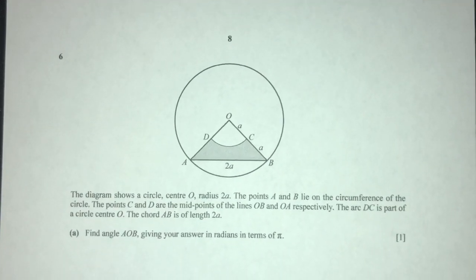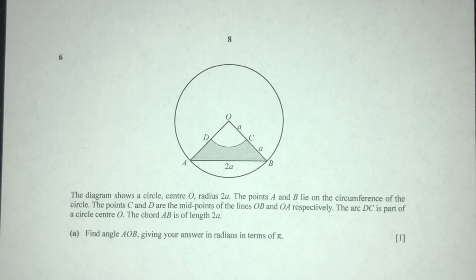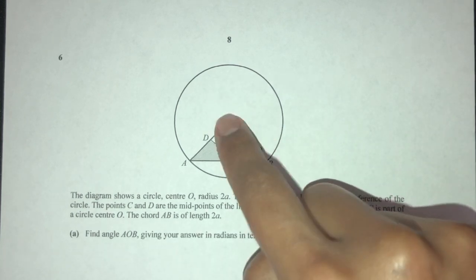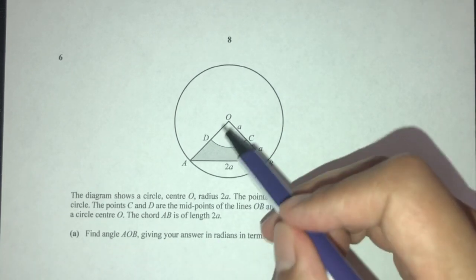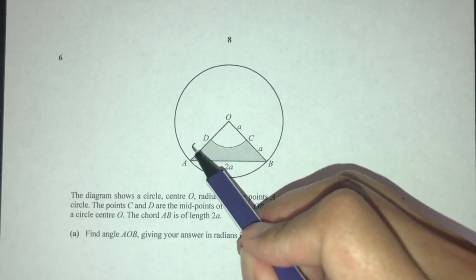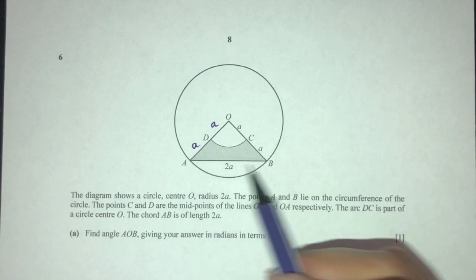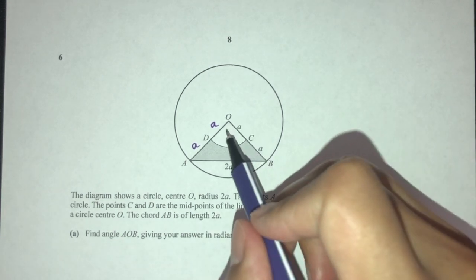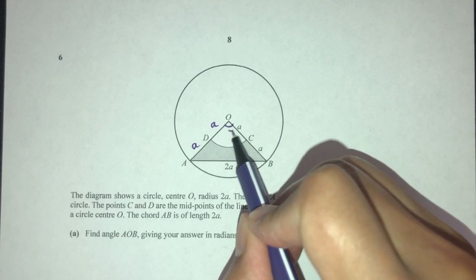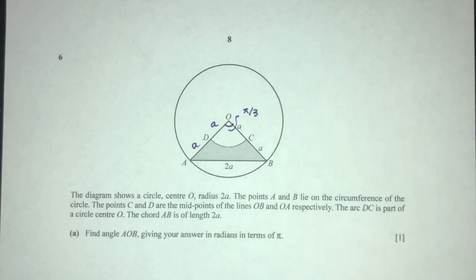Now let's move on to question number 6. So this one seems to be a circular measure question. Let's see what do we have. The diagram shows a circle of center O and radius 2a. So if this is 2a, this is also 2a because it is the radius, and this is 2a. It means we have an equilateral triangle, where all the angles are equal and all the sides are equal. The angle here will have to be 60 degrees, which is also pi by 3 radians.